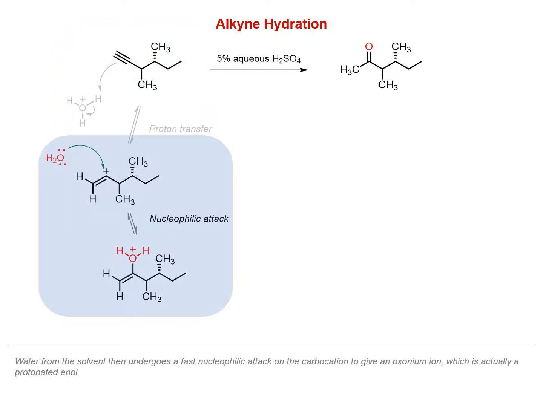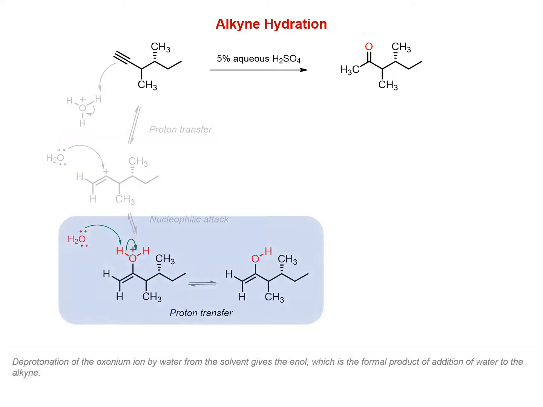Water from the solvent then undergoes a fast nucleophilic attack on the carbocation to give an oxonium ion, which is actually a protonated enol. Deprotonation of the oxonium ion by water from the solvent gives the enol, which is the formal product of addition of water to the alkyne.